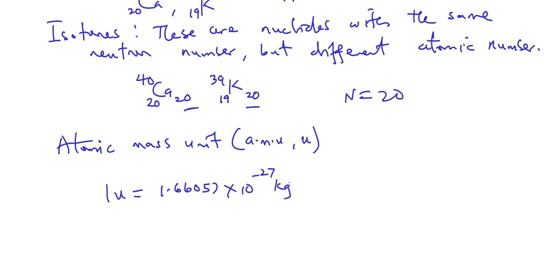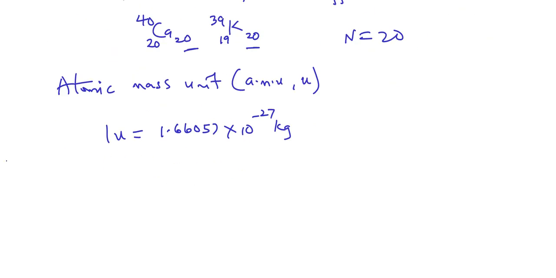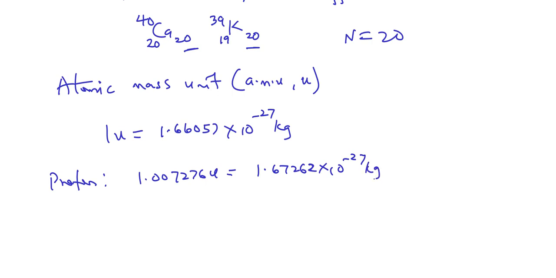So that is the conversion of the atomic mass unit to kilogram. So you can see it's very, very small, times 10 raised to minus 27. Okay, so the mass of a proton, for example, is 1.007276 U. If you convert this to kilogram, it should be around 1.67262262 times 10 raised to minus 27 kilogram. So it's a very, very small mass.